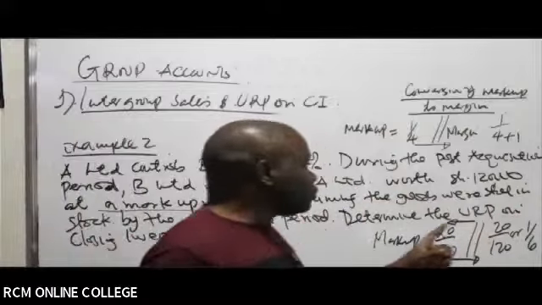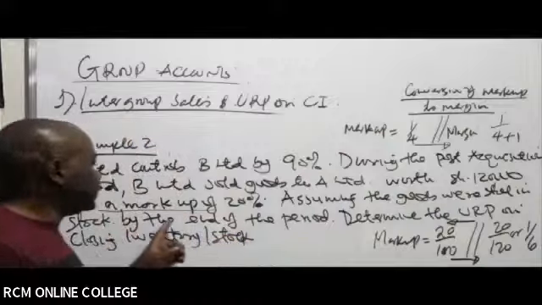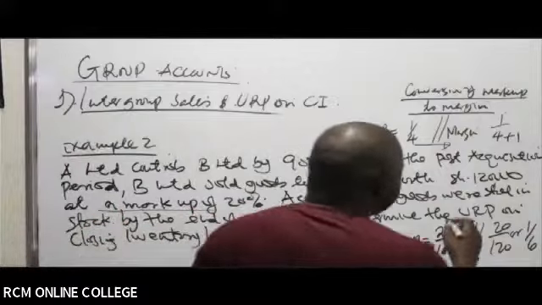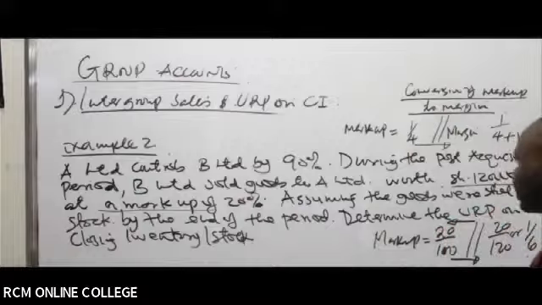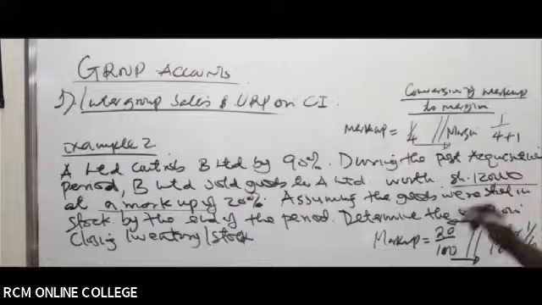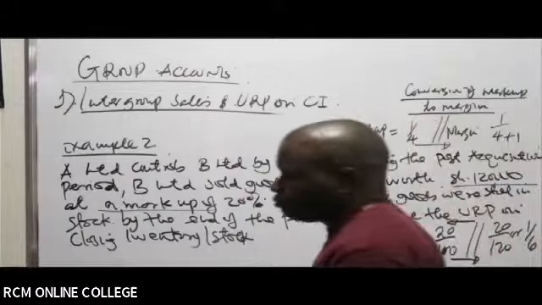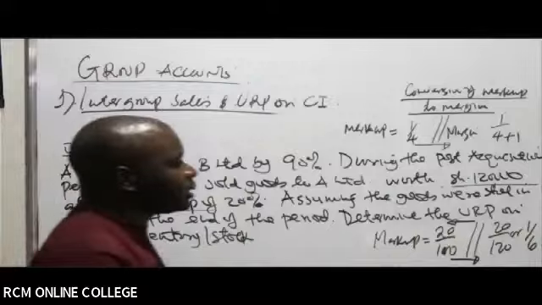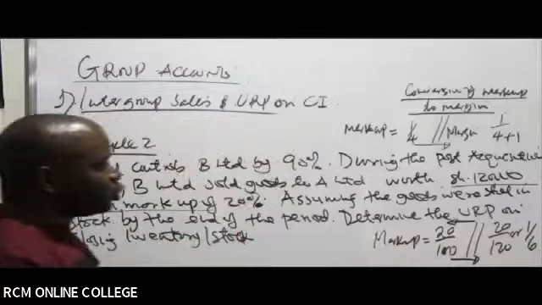So they'll confuse you by giving you the markup. The examiner wants to frustrate you. He'll give you the markup, and you've forgotten you're supposed to convert the markup to the margin, because ideally this is the selling price of the goods. They were sold to the other one at the selling price of the goods. So you have to get the margin, because this is the selling price. That's why you convert that one to a margin.